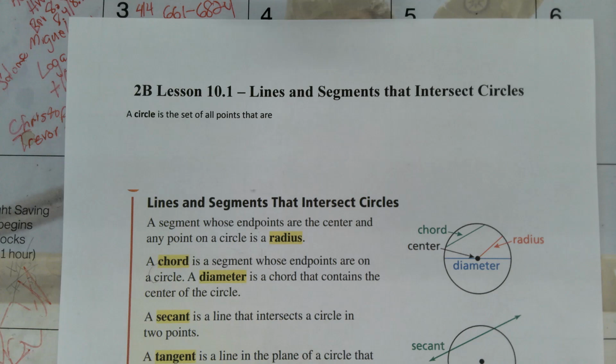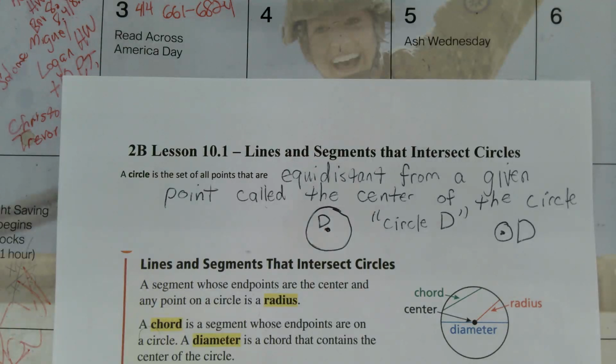A circle is the set of all points that are equidistant from a given point called the center of the circle. I'm pausing. It is the set of all points that are equidistant from a given point called the center of the circle. And I'm going to give you just a few seconds to write that down.